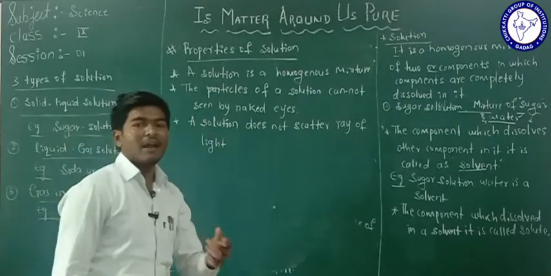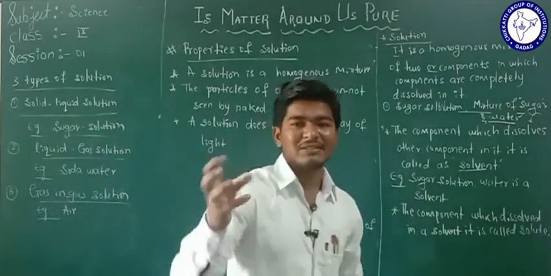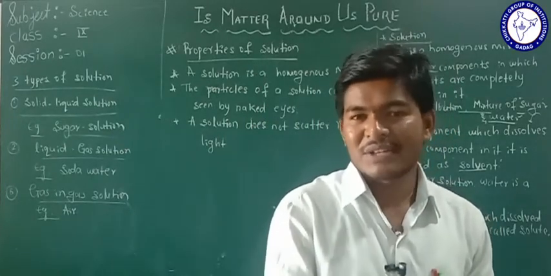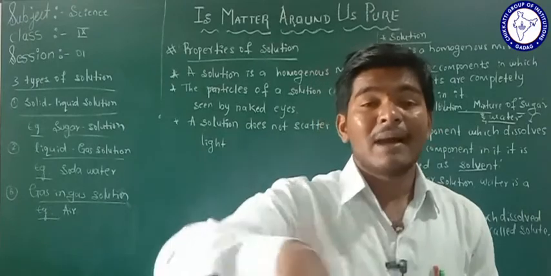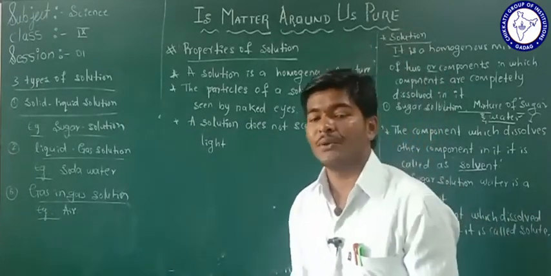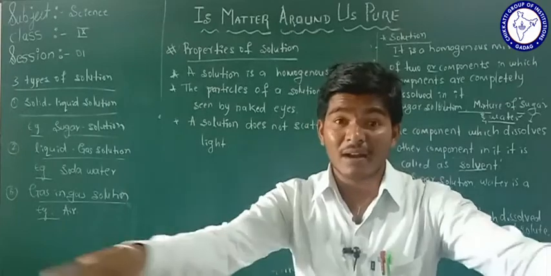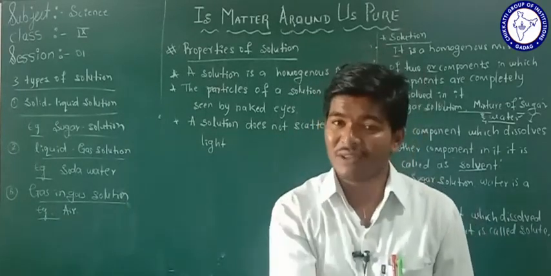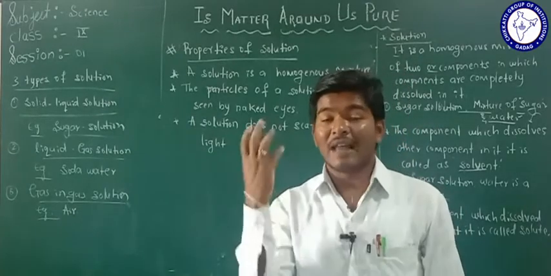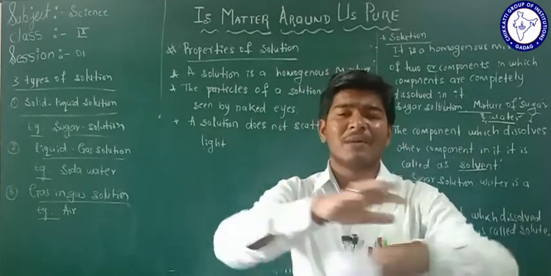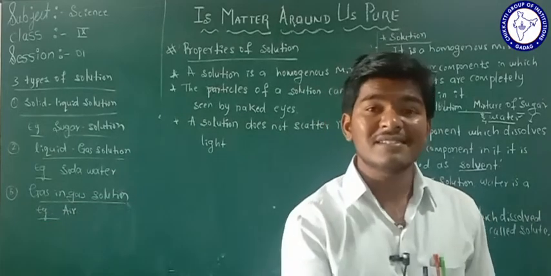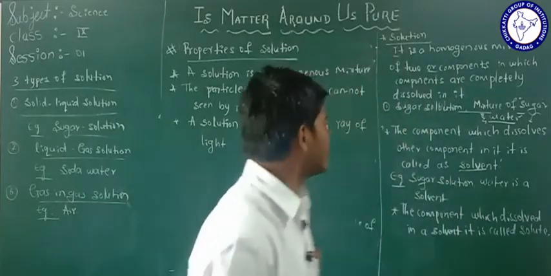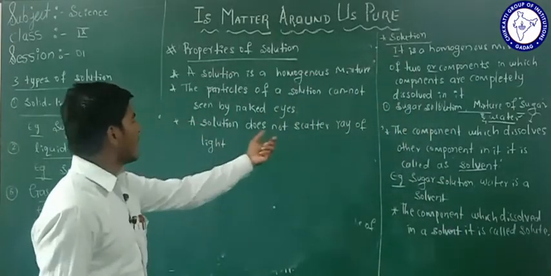Consider another example here. Mix the salt particles with the water. Pour 10 grams of salt into 100 ml of water, completely dissolved in it. Afterwards we pass the ray of light. Does it scatter the ray of light? Do you see the salt particles in the water? They are not seen by our naked eyes. The salt particles are completely dissolved in it and it doesn't scatter the ray of light. Therefore it is a solution. So what is the property of the solution here? A solution does not scatter a ray of light.